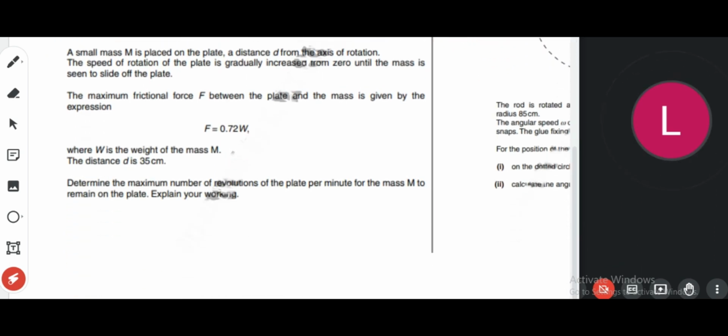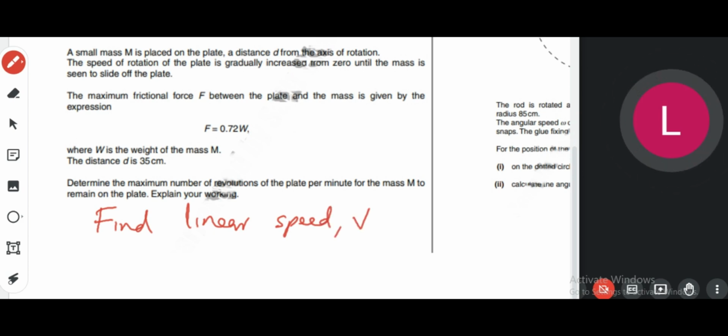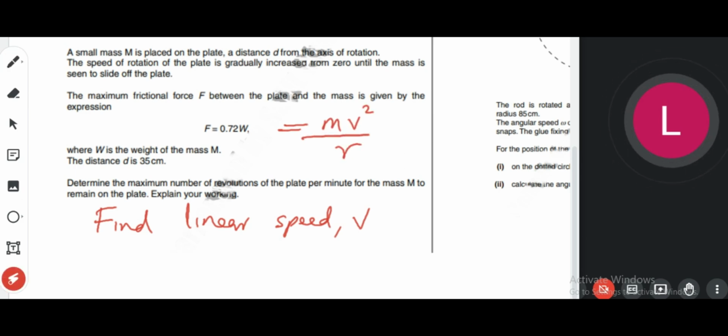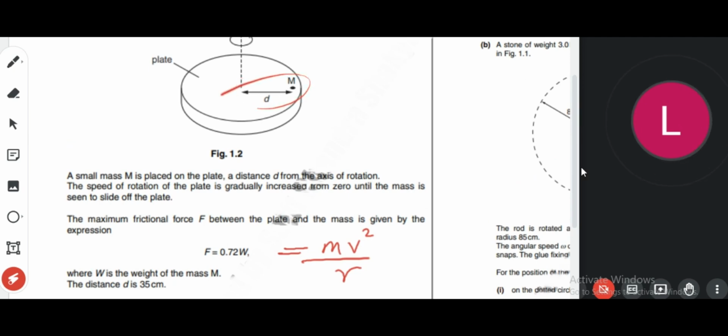In this case, of course, using F, you will need to find the speed v, the linear speed v. Just a hint, you need to find the linear speed v. Remember, F is equal to mv squared over r, and r is given as 35 centimeters. That's d, which is the diameter, the radius.